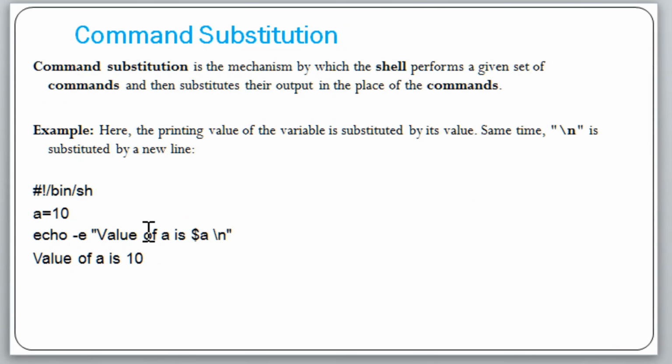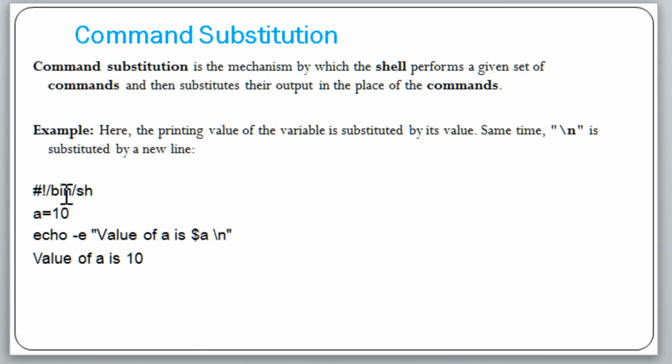Alright, moving along. Next we have command substitution. Command substitution is the mechanism by which the shell performs a given set of commands and then substitutes their output in place of the commands. So here's an example. The printing value of the variable is substituted by its value, and at the same time the \n character is substituted by a new line.